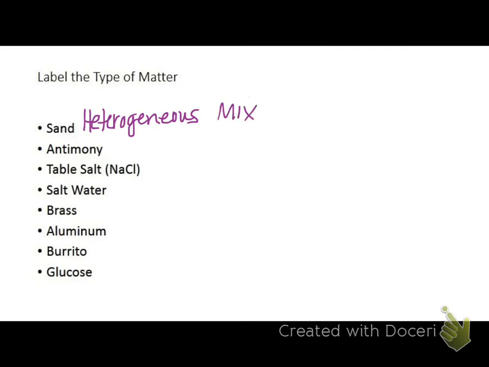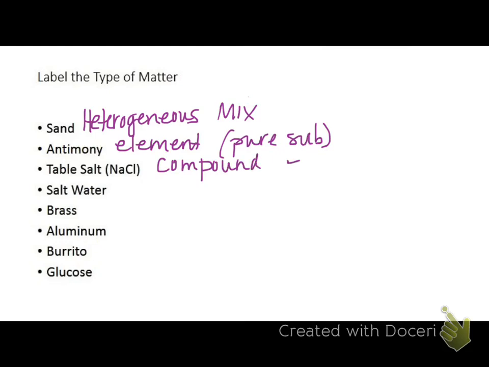Okay. What about antimony? That's a compound. No, it's an element. It's number 51, Sb. So it's an element. If it's an element, that makes it a pure substance. Okay, how about table salt, NaCl, compound? If it has a formula, it's a compound, which is a pure substance. We'll say PS for that.